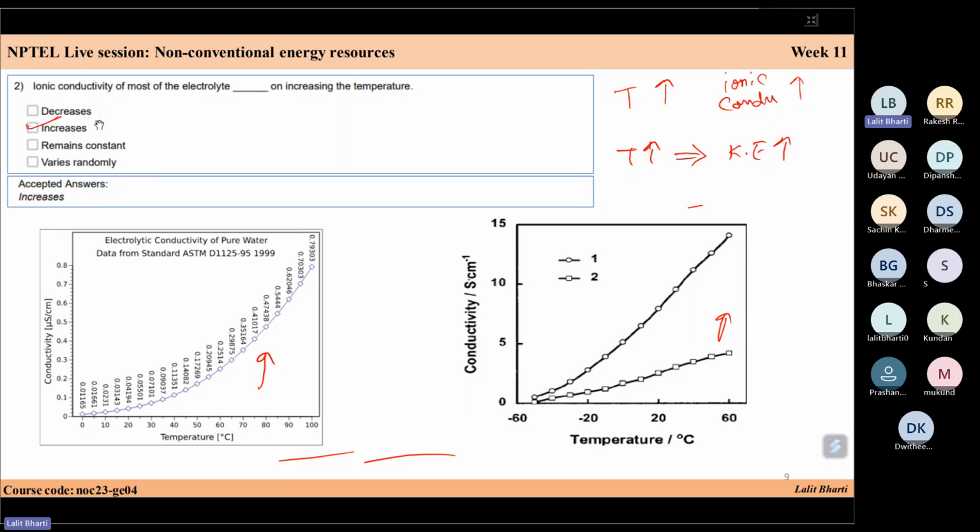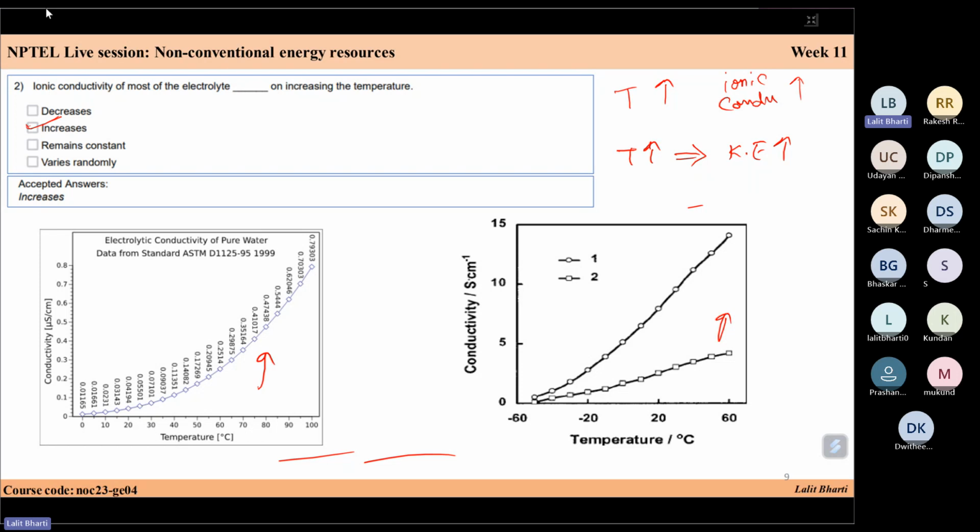So we know that ionic conductivities of most of the electrolyte increase with the temperature. As you go down in temperature, your ionic conductivity will be lesser, and if you go up in temperature, your ionic conductivity will increase. So basically, ionic conductivity is the movement of ions in electrolyte.